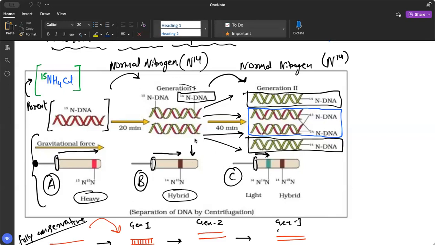So this proves that DNA replicates in a semi-conservative manner, which means, in simple words, that the two strands of the DNA double helix open up, and each parental strand then becomes a template for the new strand to be formed around it. Correct? You understand, Aaron? So this is the semi-conservative method.